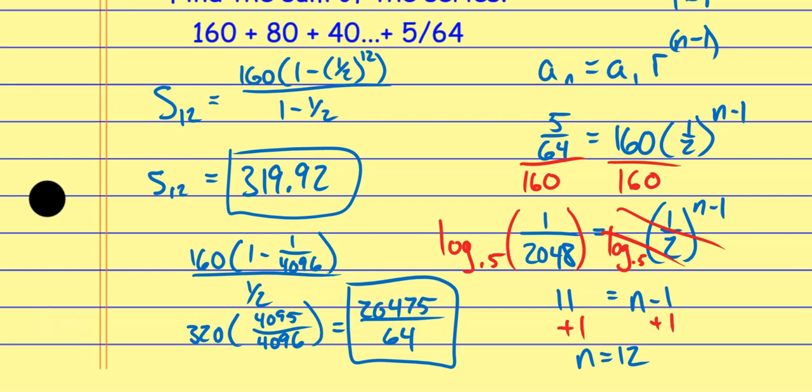Okay? So again, that sum formula, a little bit more complicated, a little bit more involved, but we plug in what we know. If we're missing any values, we go to the other formula, we find it, and then we finish plugging this thing in. Okay?